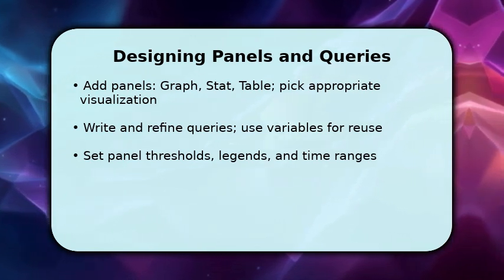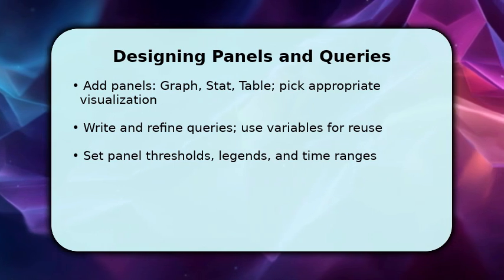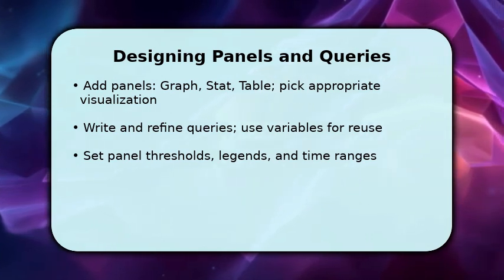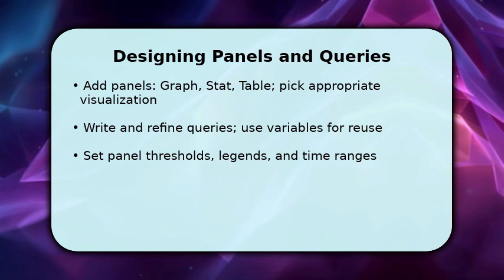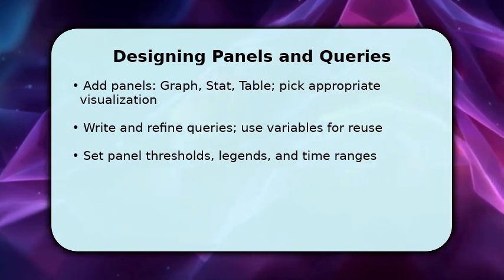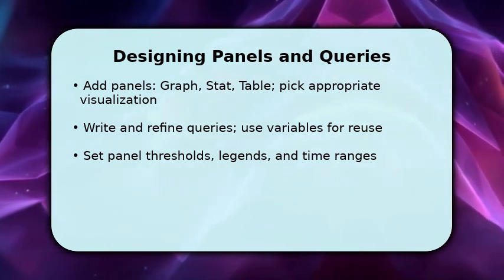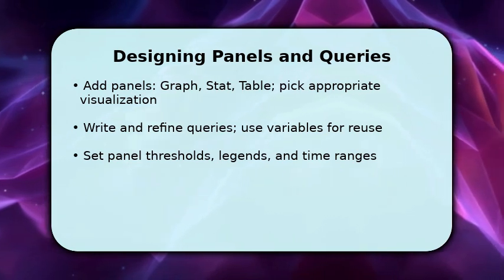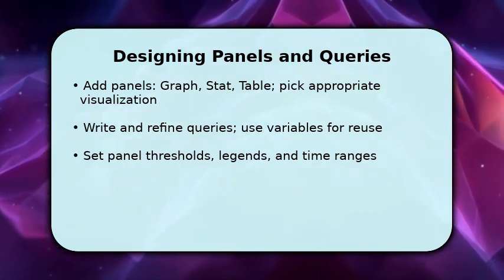Use variables for hosts or services so one query adapts across panels. Once queries return good data, configure thresholds and legends to highlight anomalies, and align time ranges so panels sync. This makes comparison and diagnosis fast when you need to act.